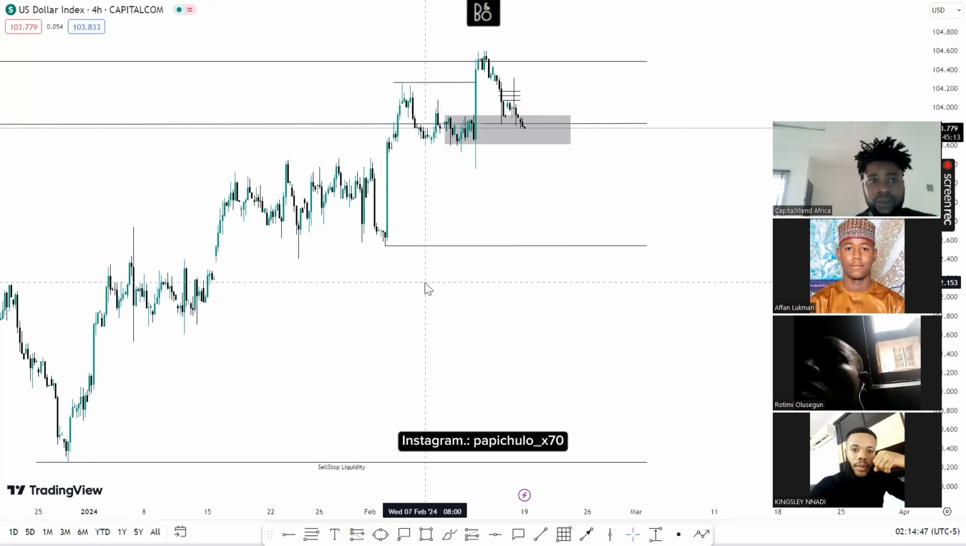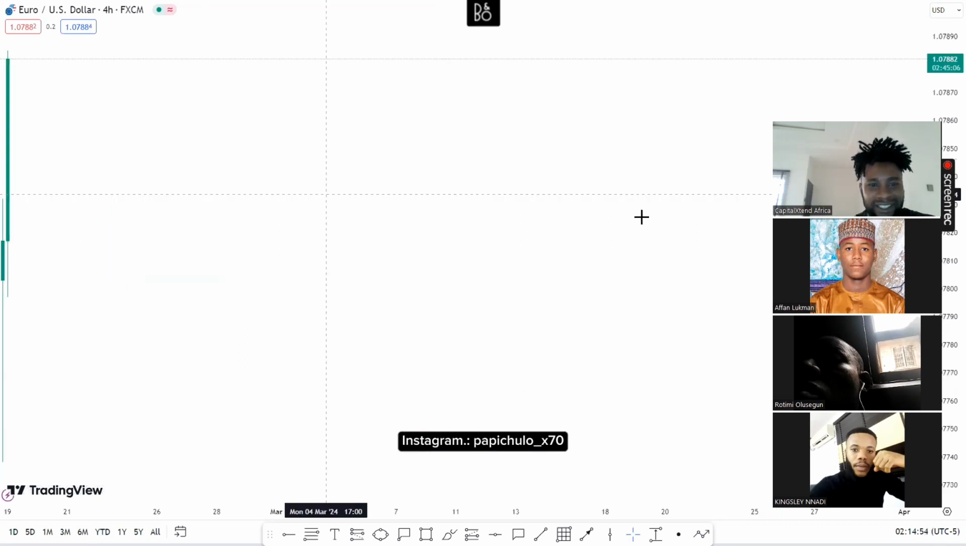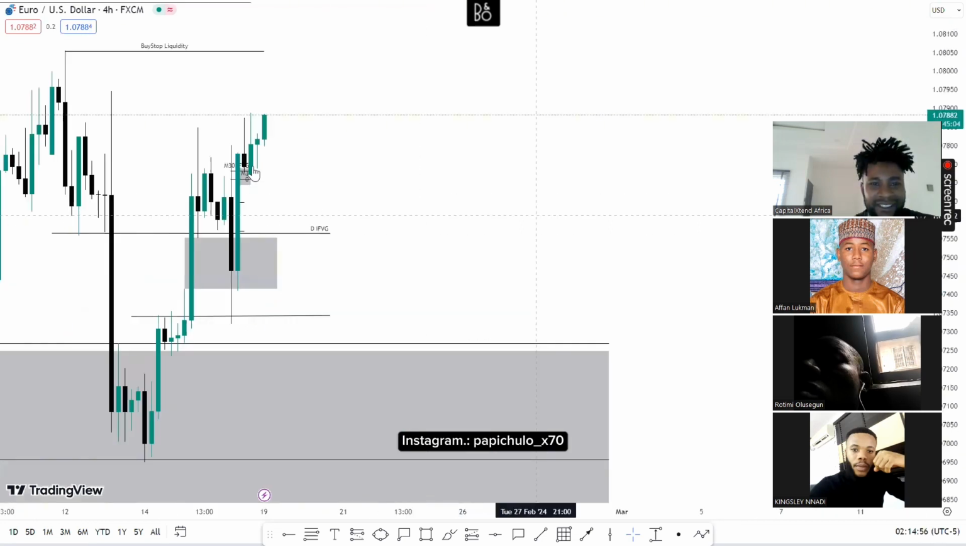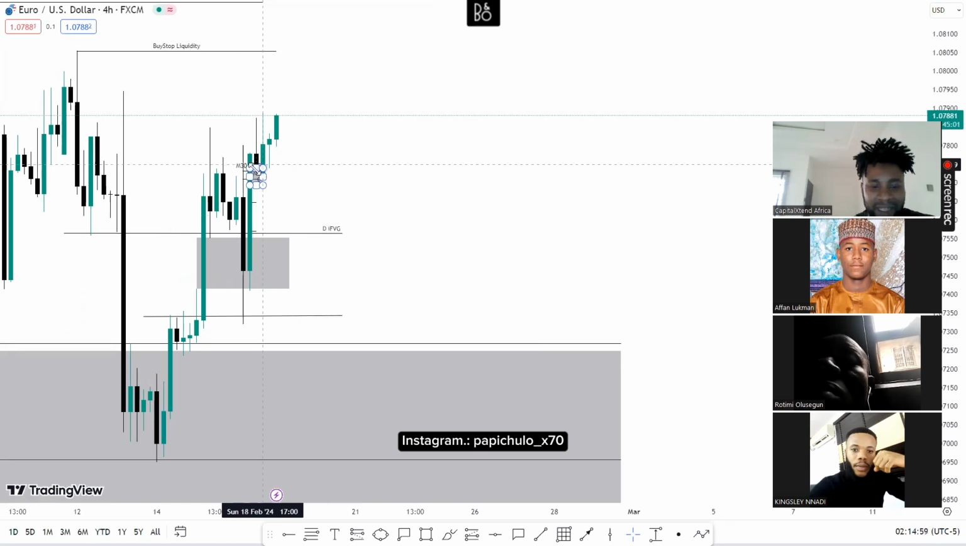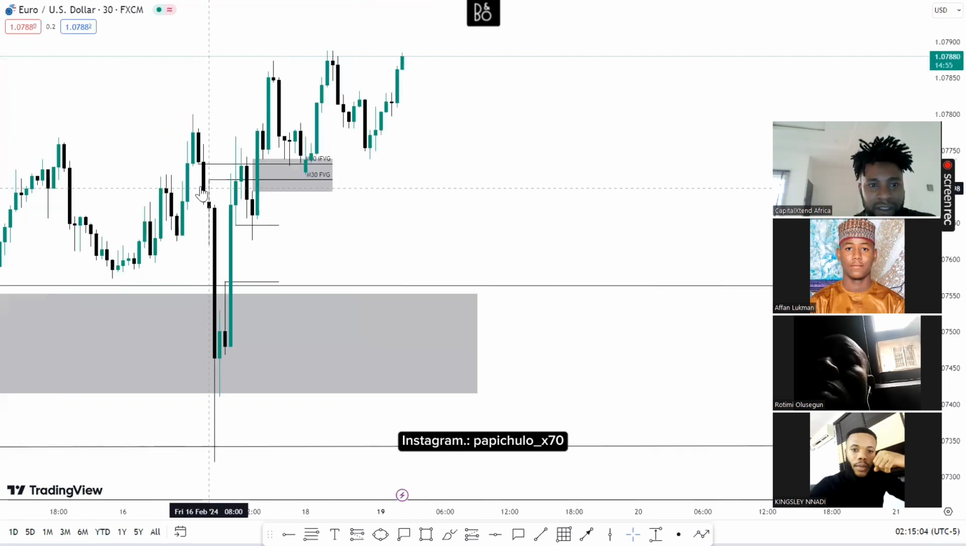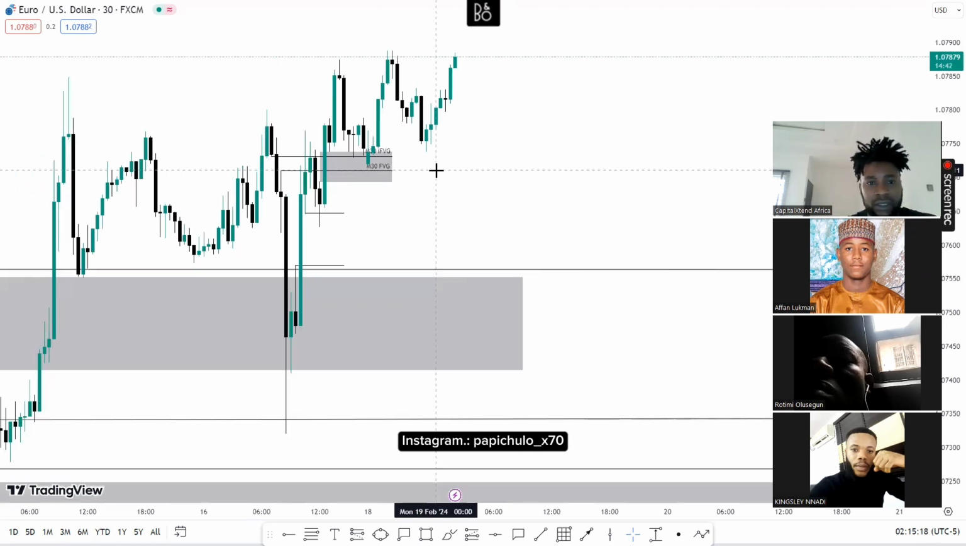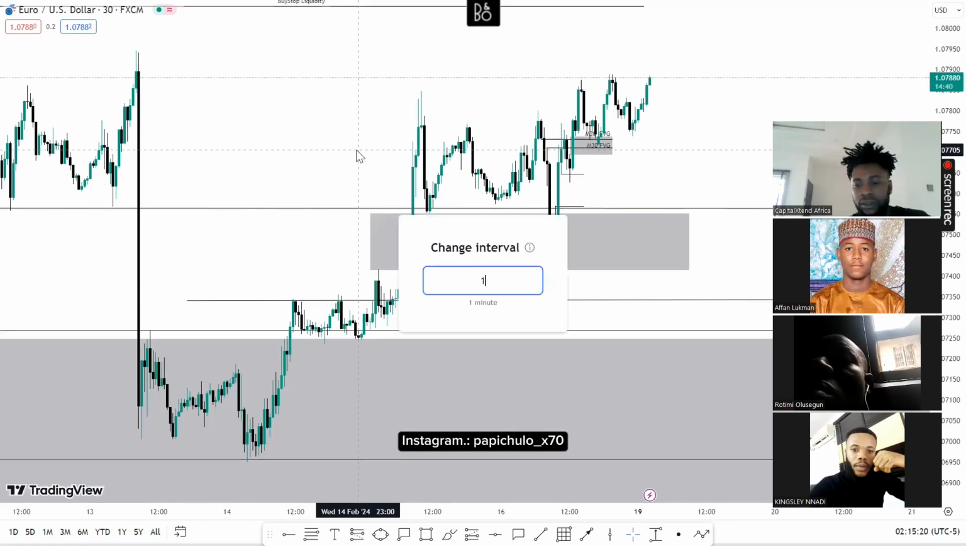So let's look at Euro USD. I know, the funny thing: I saw this movement. As you can see, I marked it. I saw the 30 minutes coming. I saw this 30 minutes inversion and this gap, and I marked it. But I have to respect my discipline, and I said I'm not going into any trade on a Monday morning.